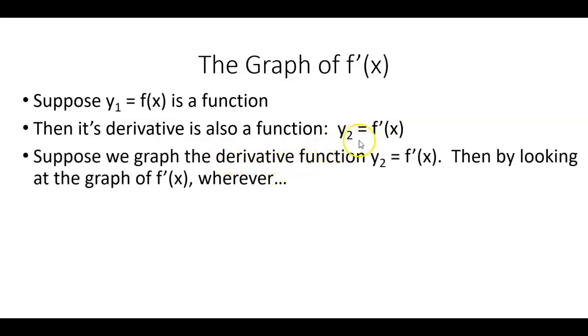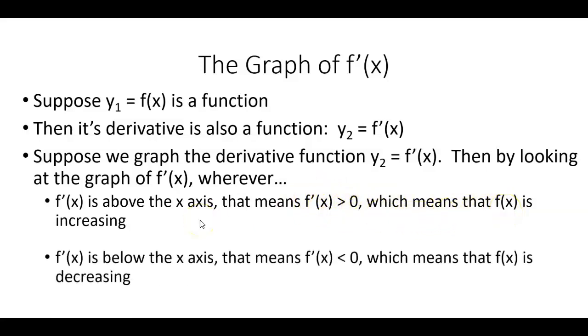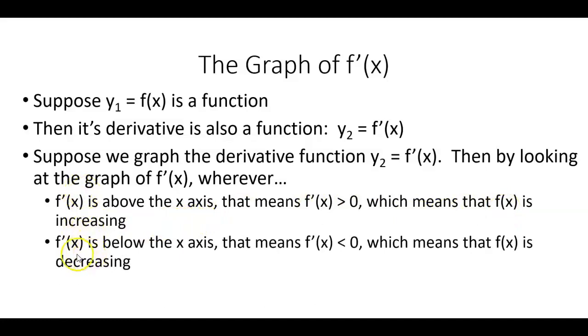Now, since the derivative is itself a function, then we can graph the derivative of a function. And when you look at the graph of a derivative, anytime the derivative, f prime, is above the x-axis, that means f prime is greater than 0, which means that our original function must be increasing, because if its derivative is greater than 0, that means its slope is positive, which means that the original function must be increasing. In the same way, by looking at the graph of the derivative, if the derivative is below the x-axis, that means that the derivative is less than 0, which means that the original function must be decreasing on that interval.